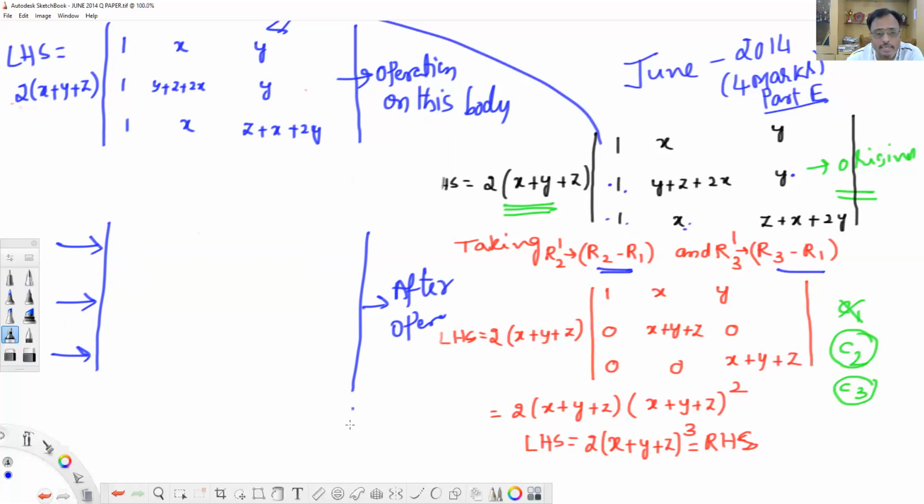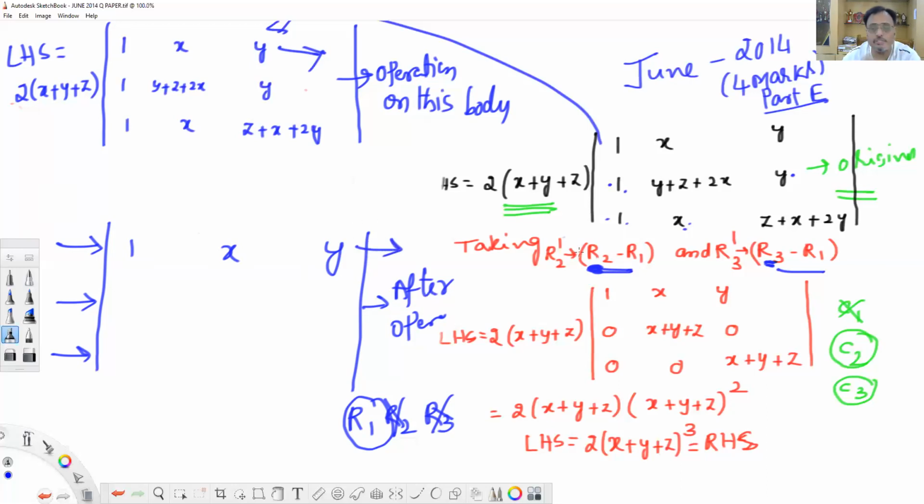Unchanged. How many rows are there? R1, R2, R3. In the first surgery, what is visible in the first place? R2 is visible. Remove this. In the second surgery, in the first place, what is visible? R3. Remove this. That means the remaining will be unchanged. R1 is unchanged, so you write here 1 x y. See here on this body, no? Before and after the operation, minimum 1 row and 1 column should be unchanged.